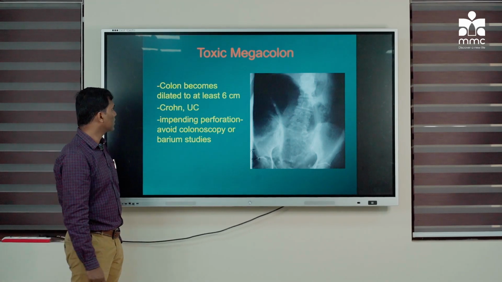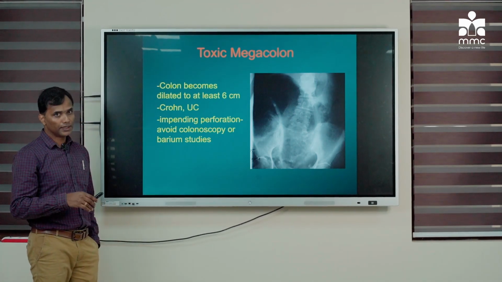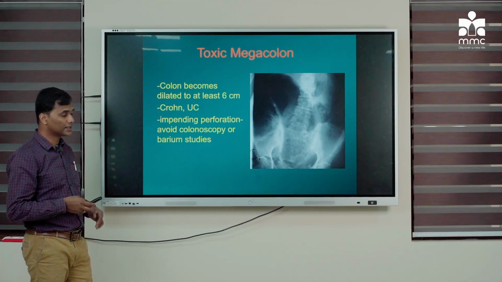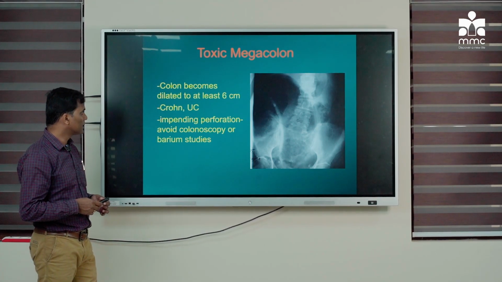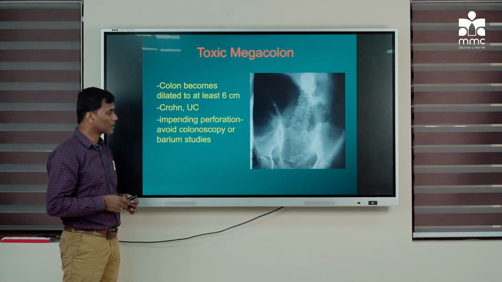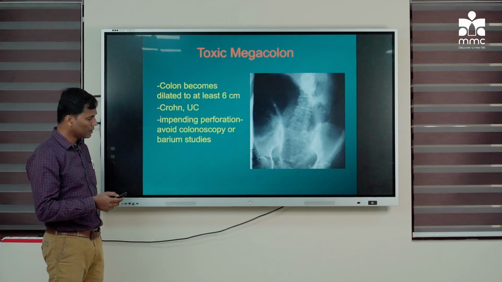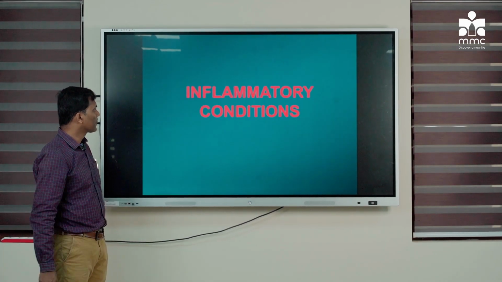Toxic megacolon. When the colon becomes dilated more than 6 centimeters, like in case of Crohn's disease and ulcerative colitis, there is an impending perforation risk. So you should avoid doing colonoscopy and other barium studies.